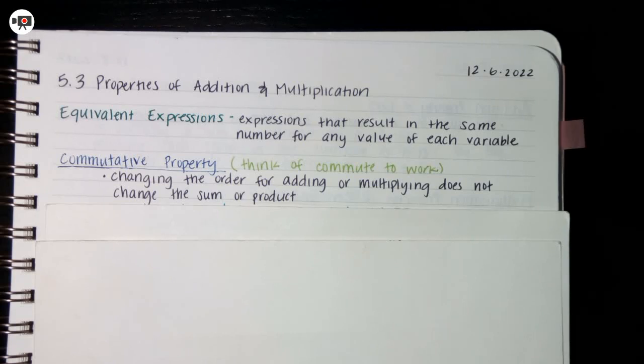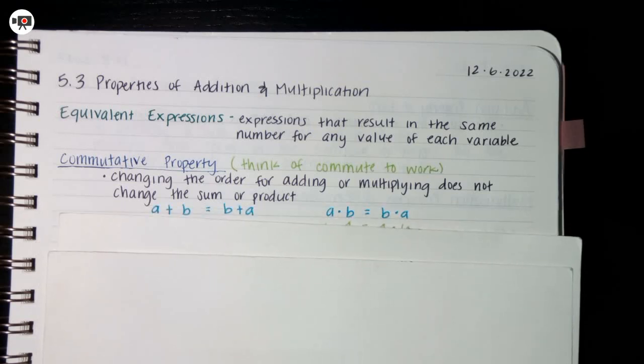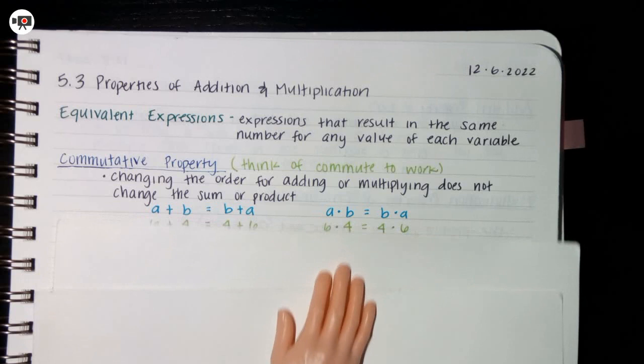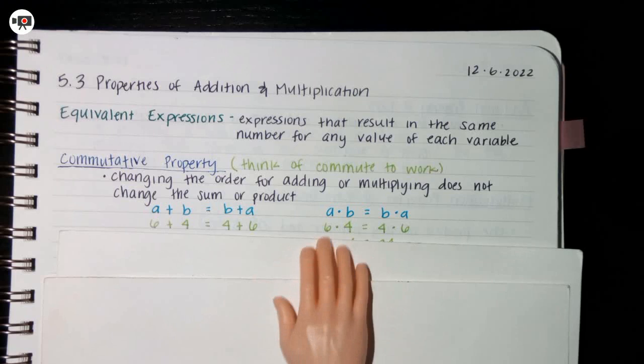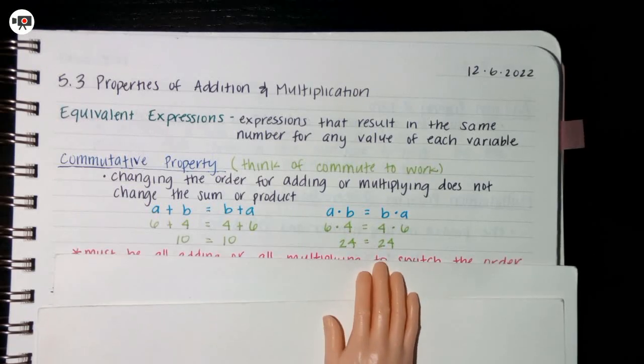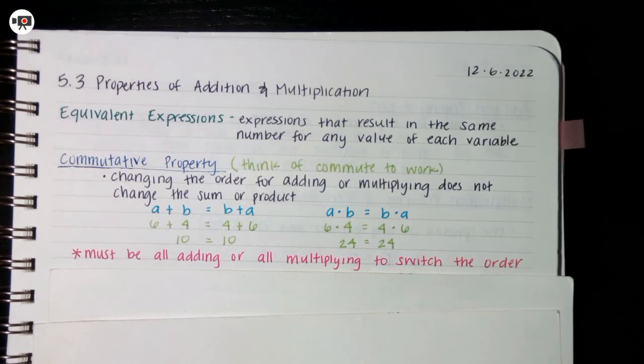So if you drive from home to school and you go the same route, that is the same distance as going from school to home. So it's forwards or backwards, and that works for addition and multiplication. If I test those with numbers, 6 plus 4 is the same as 4 plus 6, and 6 times 4 is the same as 4 times 6. We must be all adding or all multiplying to switch the orders, so they have to be all the same. This does not work for subtraction and division, only addition and multiplication.